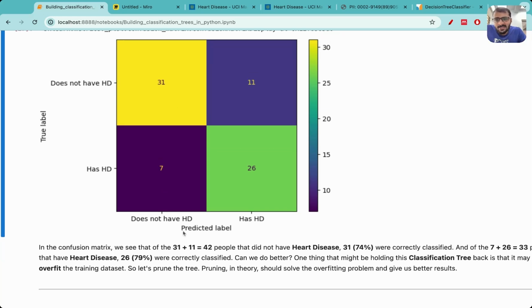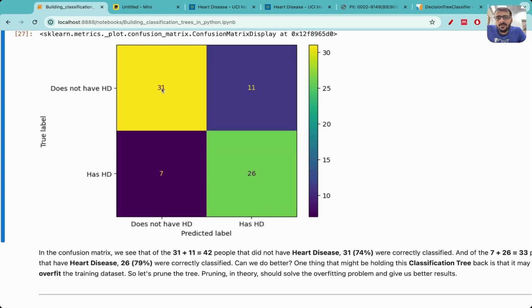Another way to look at this is 31 plus 11. Look at the top row. It's 42 people who actually did not have heart disease, right? Out of these, we have classified 31 correctly. So out of people whose true label was not having heart disease, we have classified 31 correctly, which is 74% correct classifications for the people who did not have heart disease.